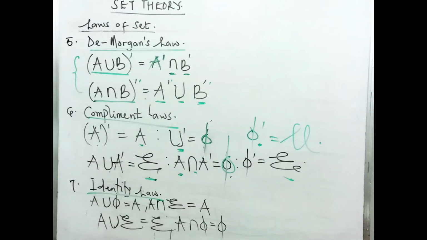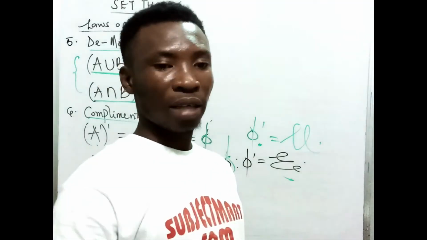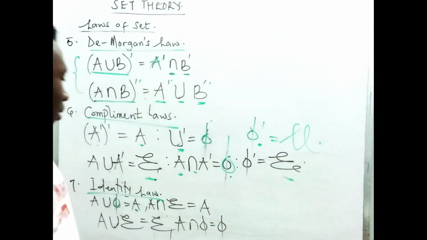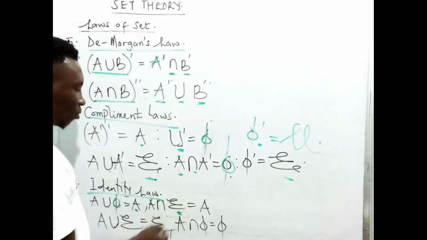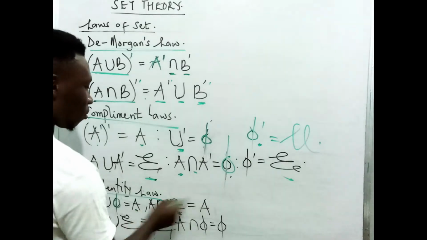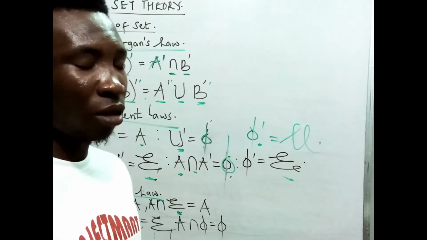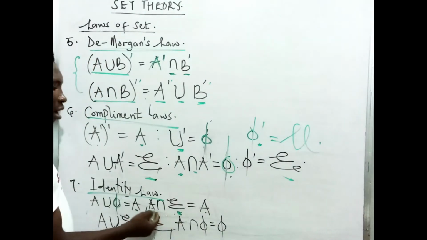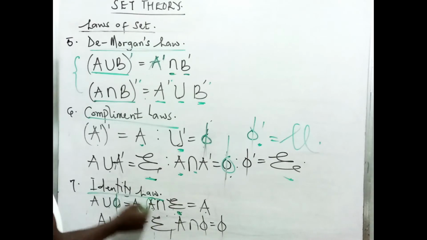So going further to your identity law. The identity law here becomes that A union empty set is going to give you A. If you are bringing together an empty set and your A, it's going to give you A. So A intersection the universal set: looking for what A and the universal set have in common is going to give you A, because after merging A and the universal set, it's just going to merge only what is in A, which will give you your A.